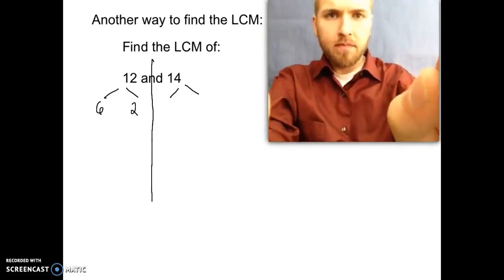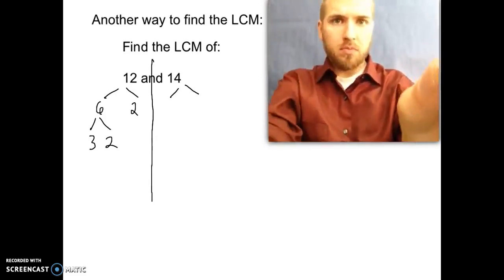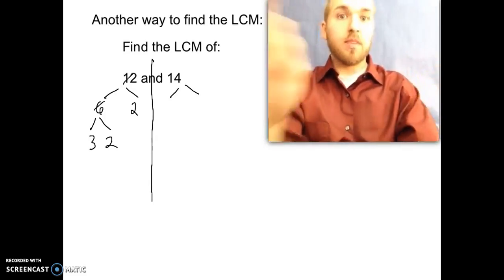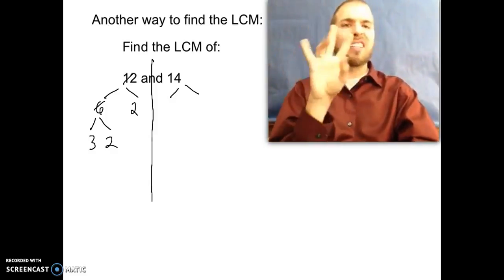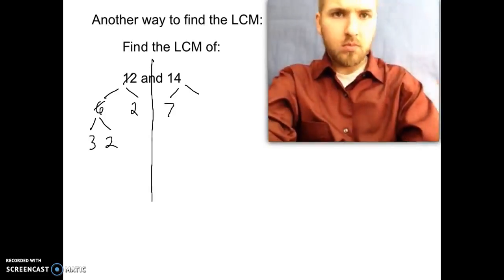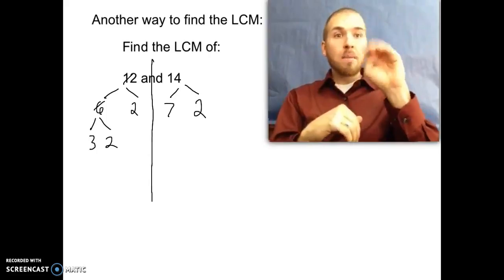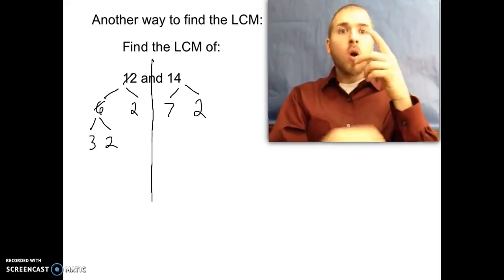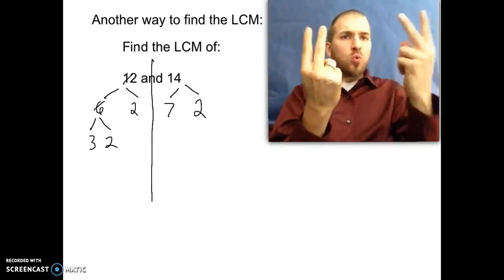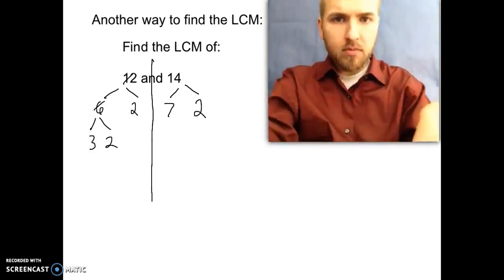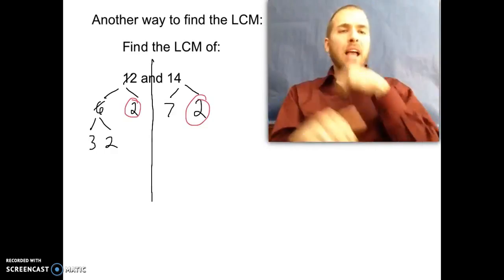So we're going to break down 6 even more. What multiplies to make 6? 3 and 2. Okay? So the factors are 3, 2, and 2. For 14, we'll do 7 and 2. Now we need to find the LCM. But how do we do that? What you do is you look for the numbers that they have in common. So both 12 and 14 have a factor of 2.